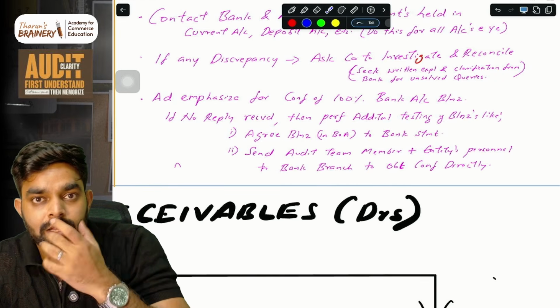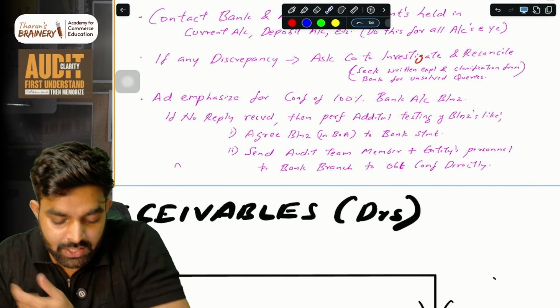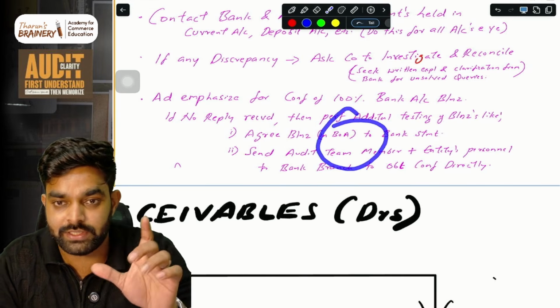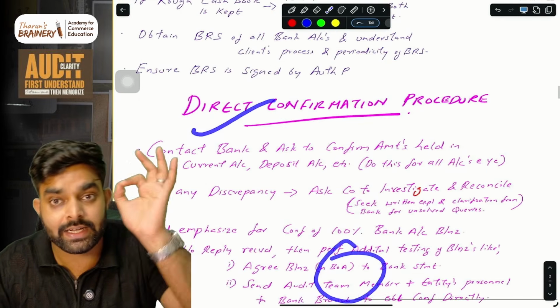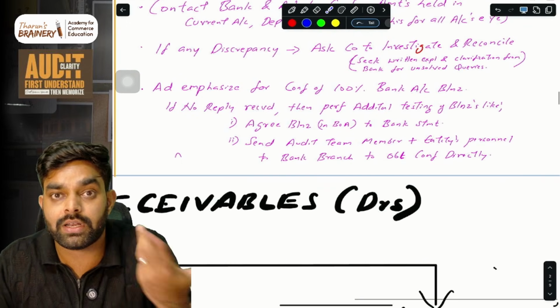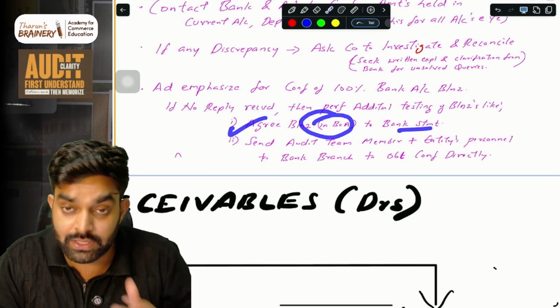So, bank statement: the closing balance, the 31st March balance, you will get. You check the books of accounts and financial statements balance with the bank statement also. Additional procedure: normally here DCP means direct confirmation. You are getting confirmation from the bank directly.